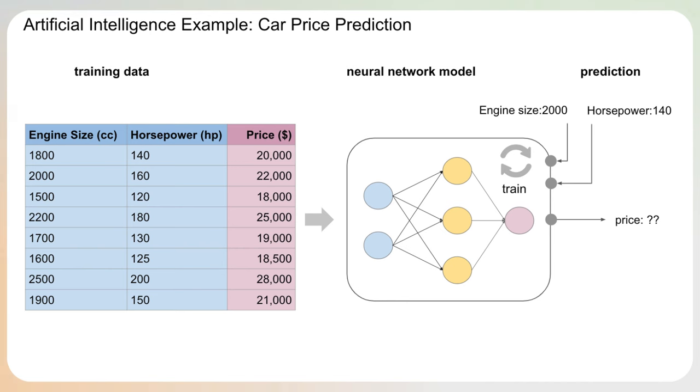Next, we have another example, predicting car prices. Here, the dataset includes the engine size, horsepower, and price of various cars. Similar to the previous example, we can train a neural network model to predict the price of a car based on its engine size and horsepower. This example reinforces the concepts of data scaling, model training, and prediction in a different context.